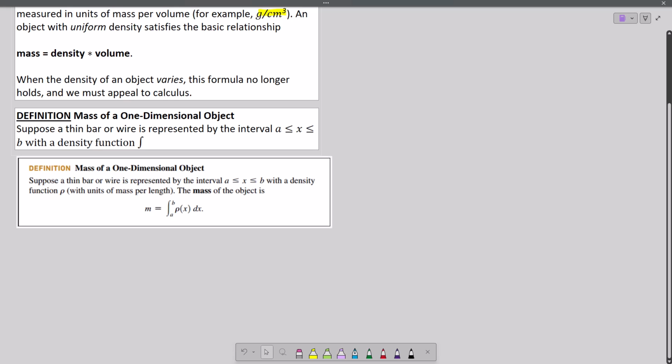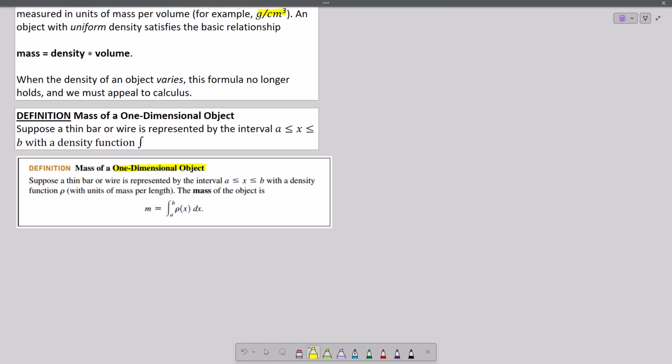The point though is that if the density is not uniform, if it's not a constant, we are going to use integration. And mass won't be just density times volume, it's going to be the integral of density. Now, notice that they've told us one-dimensional objects. So when you look at that dx, you should be thinking units of length. And dx is a tiny unit of length. And so there's no cubic here, like the centimeters cubed.